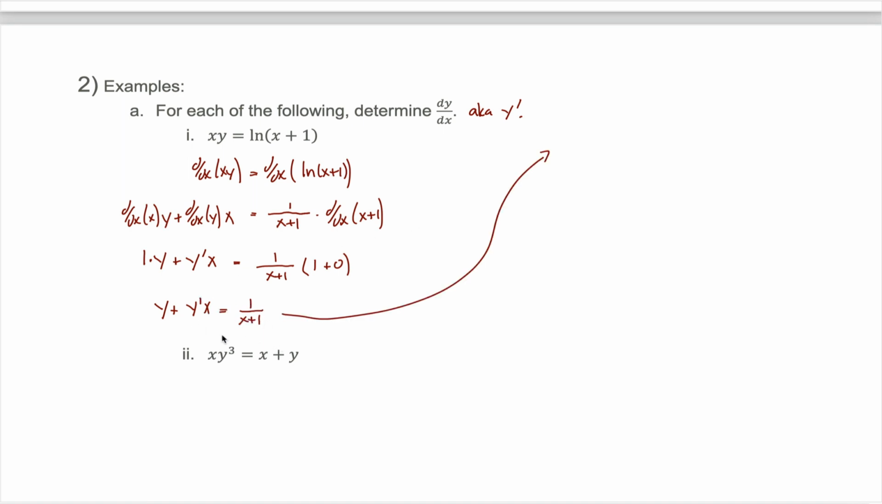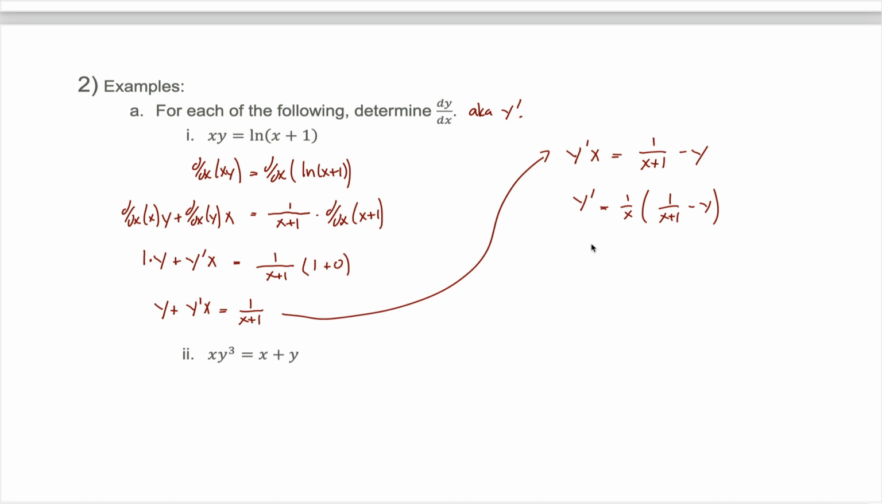The calculus is done, but what I need to do is solve this for y prime, because that's what I was asked to determine. Get this y prime all by itself. How would you do that? Maybe subtract y from both sides. That gives me y prime x equals 1 divided by x plus 1 minus y. And then you might think to divide both sides by x, which is totally fine. You could do that, but that'll kind of introduce fractions inside fractions. So maybe rather than think about it as dividing both sides by x, think about it as multiplying both sides by 1 over x. So I got 1 over x times 1 over x plus 1 minus y.